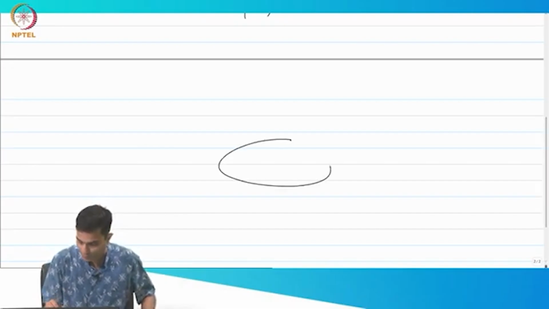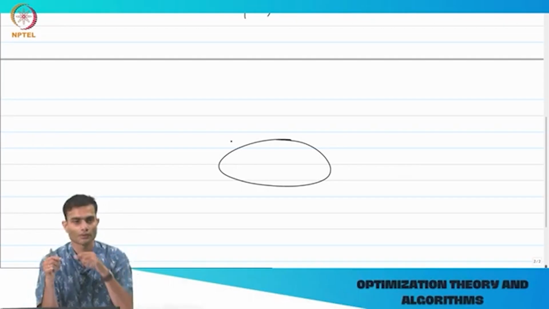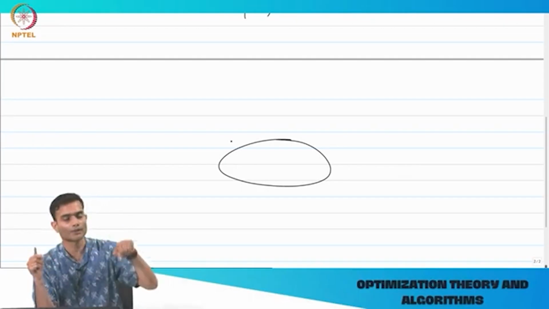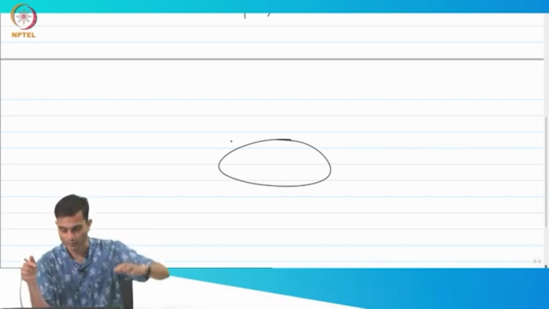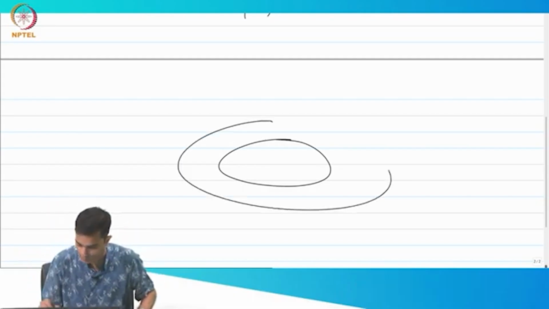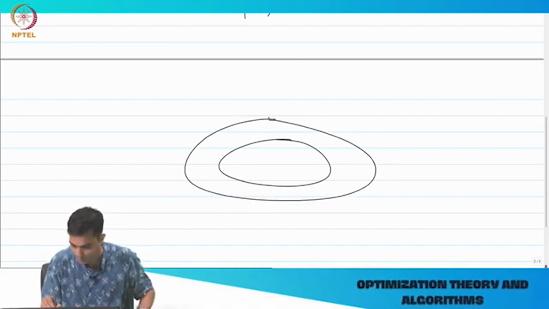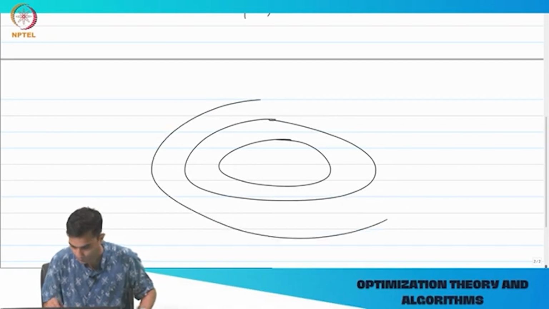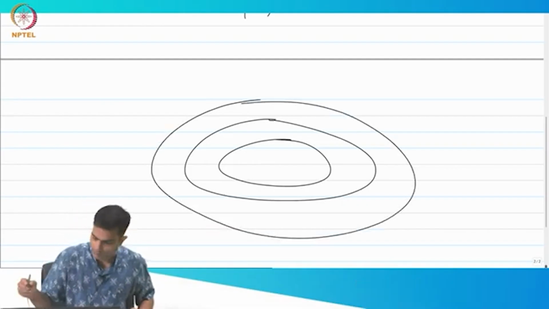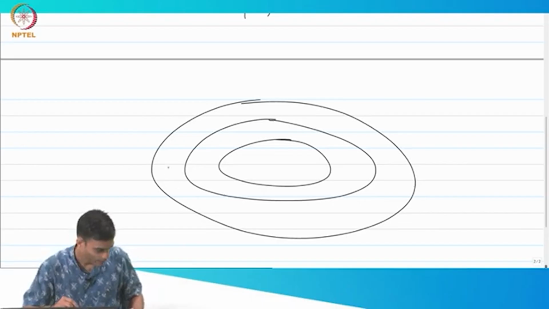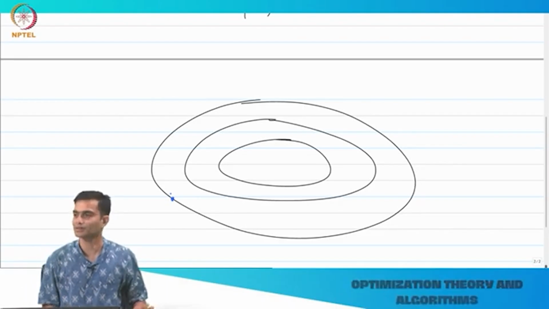So what I'm drawing are the contours of the function. So what are contours? Lines on which the function value is the same. So think of them as cross sections of a hill, right? So this is one, this is one. So I'm trying to draw something elliptical. Okay. And let us say I start at this point. This is my starting point.